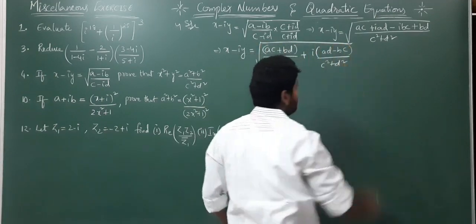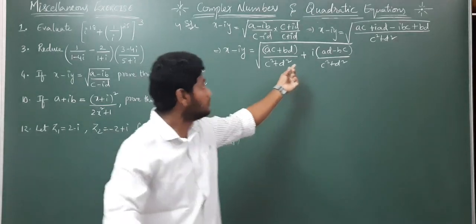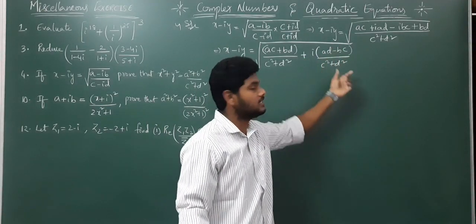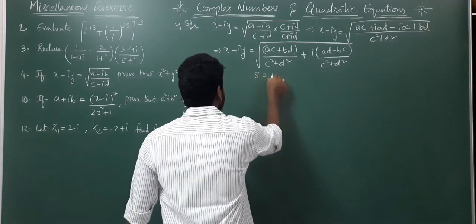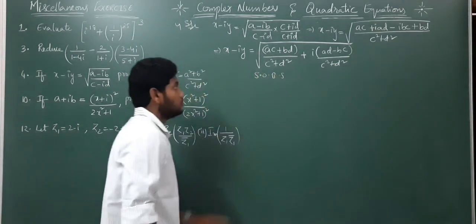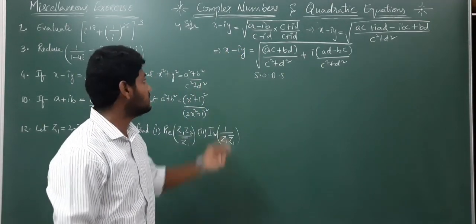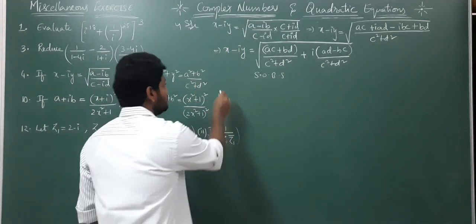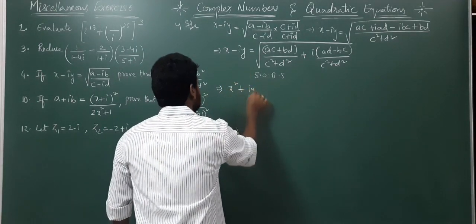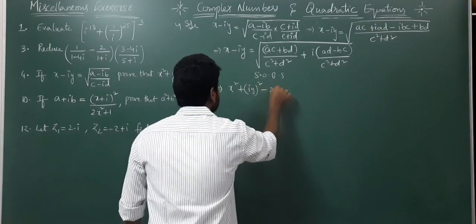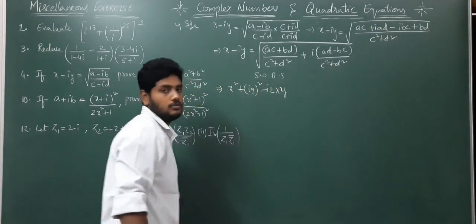See, observe carefully, can we write like this? AC plus BD by C square plus D square plus i into AD minus BC by C square plus D square. Next, if we do squaring on both sides, X minus iY whole square. X minus iY whole square is nothing but A minus B whole square form. Simple, expand that, which is X square plus iY whole square minus i into 2XY.